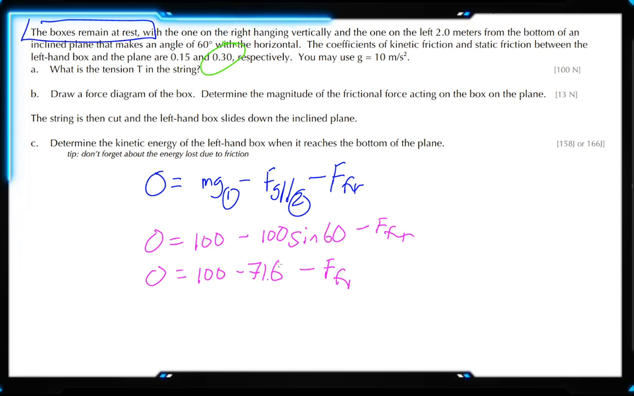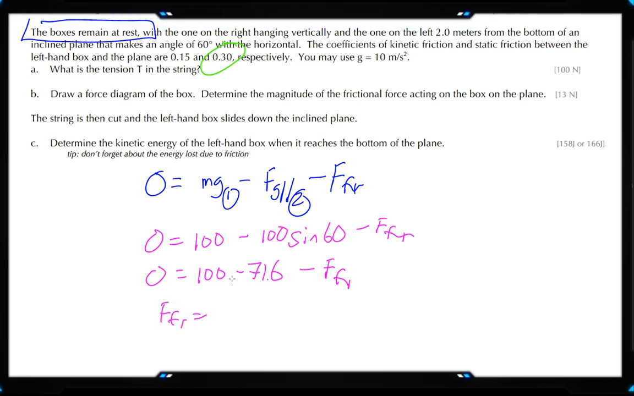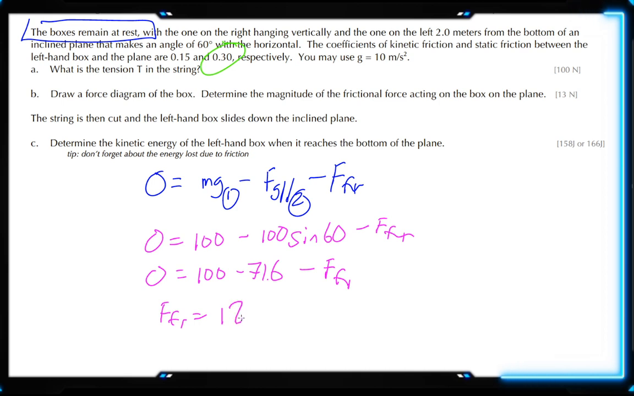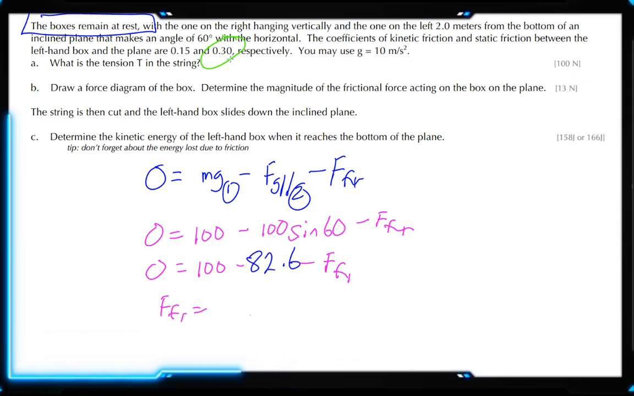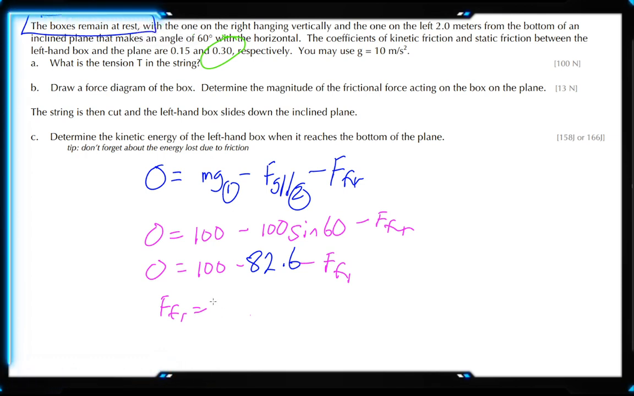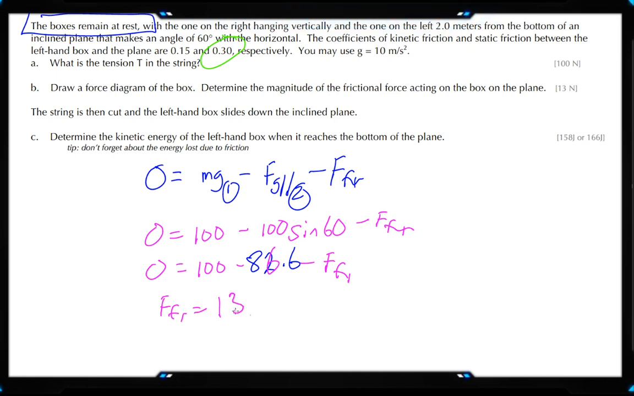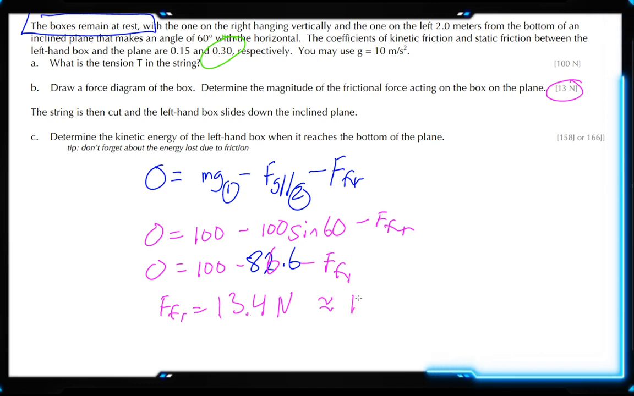So I move this around, I get then that friction equals this difference, which is about 18. Okay, I made a math mistake there. 100 sine 60 is actually 86.6. Then when we do the minusing here, the friction force will be 13.4 newtons. And that rounds to the answer, about 13 newtons.